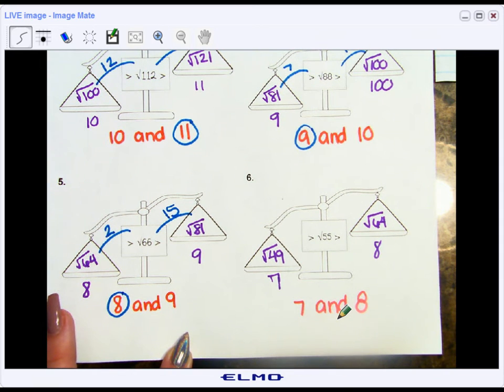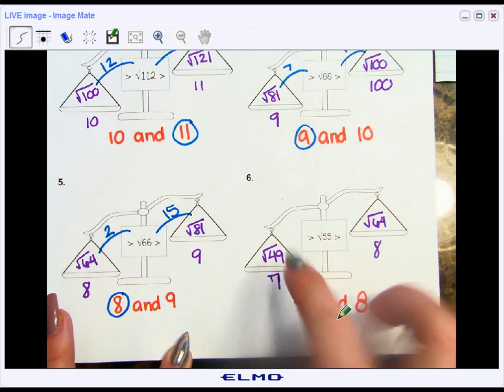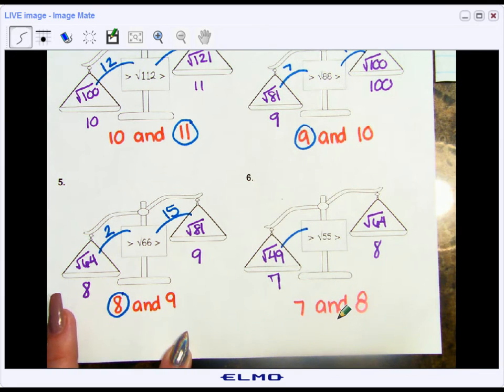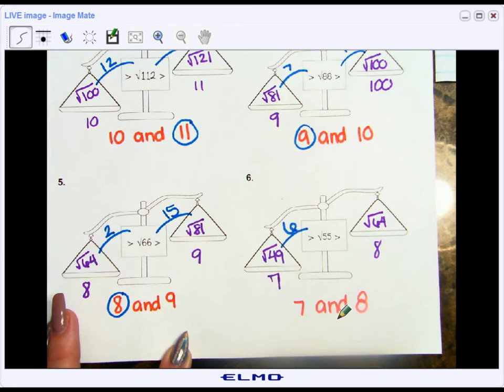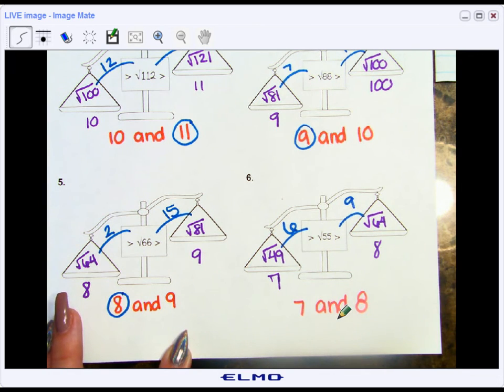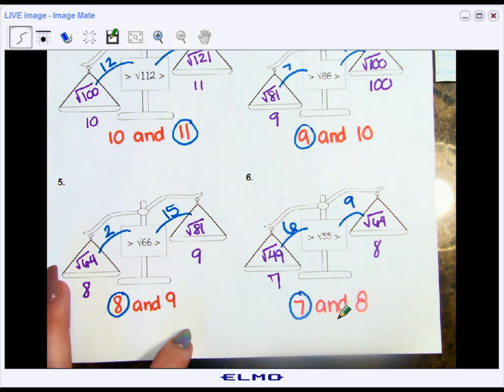Okay, now as we dive into the last one, the square root of 55, you need to find the difference or distance between 49 and 55, which is 6. And 64 minus 55 is 9. So the square root of 55 is closer to 7 than it is to 8.